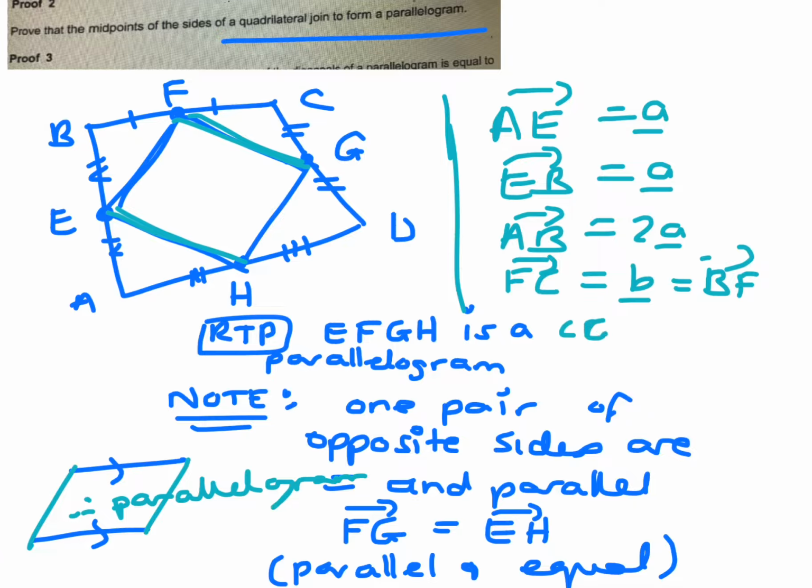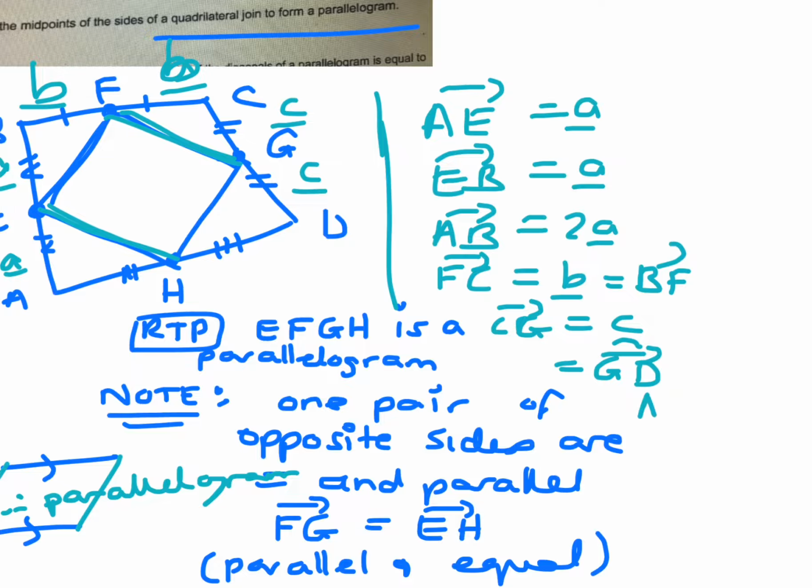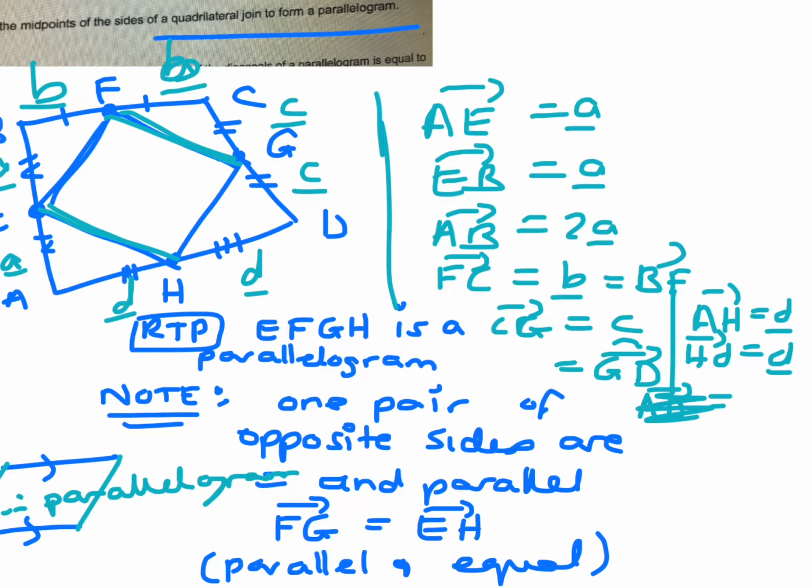Let's call CG. That's going to be equal to C. Sorry, I'll go back on that. We'll call that one C. So we've got this is A, B, B, C, C. And that vector, that will be the same as GD. And then further on that, we'll do AH, we'll call that D, and HD, that will be another D because it's a midpoint. So that's the D and that's the D.